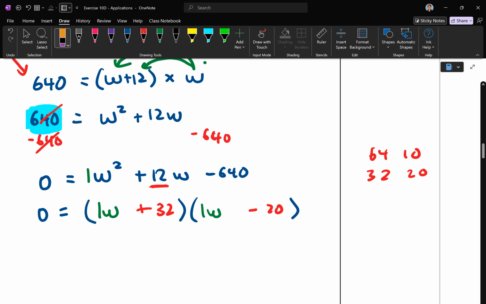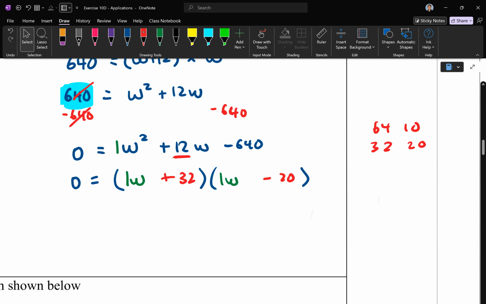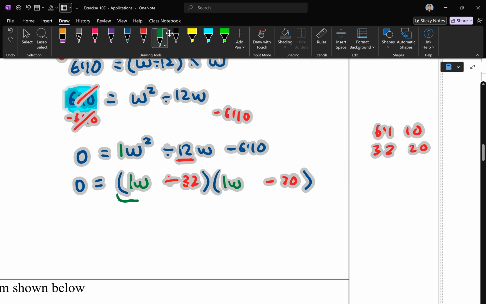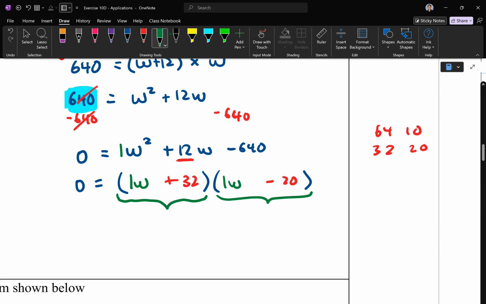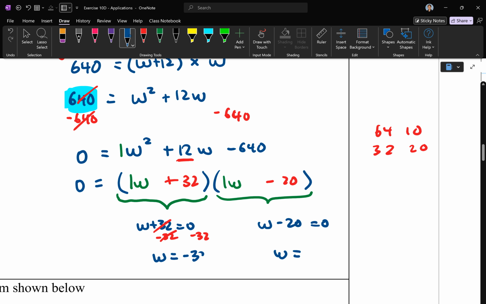So we've now factorized it. Positive 32 take away 20 will give you that positive 12, and 32 times negative 20 will give you the negative 640. Very good, let's solve. Null factor law: something times something equals 0. So that means using null factor law, we know W plus 32 could equal 0, or W minus 20 could equal 0. Now, if we solve it, what should W equal in both cases? Good, minus 32 on both sides because that's a plus 32. They cancel out. So your answer is W could be negative 32 or positive 20.